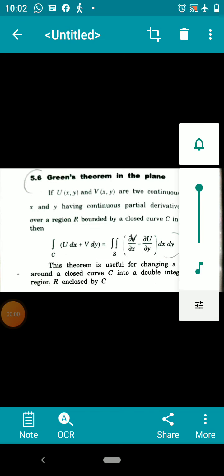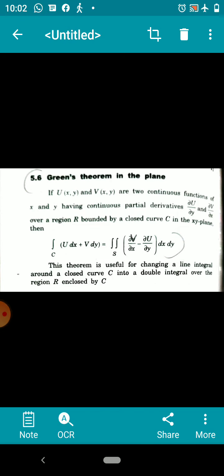Yes, today we are going to see Green's theorem in the plane. Last class we had seen the divergence theorem. Today we are going to see Green's theorem.